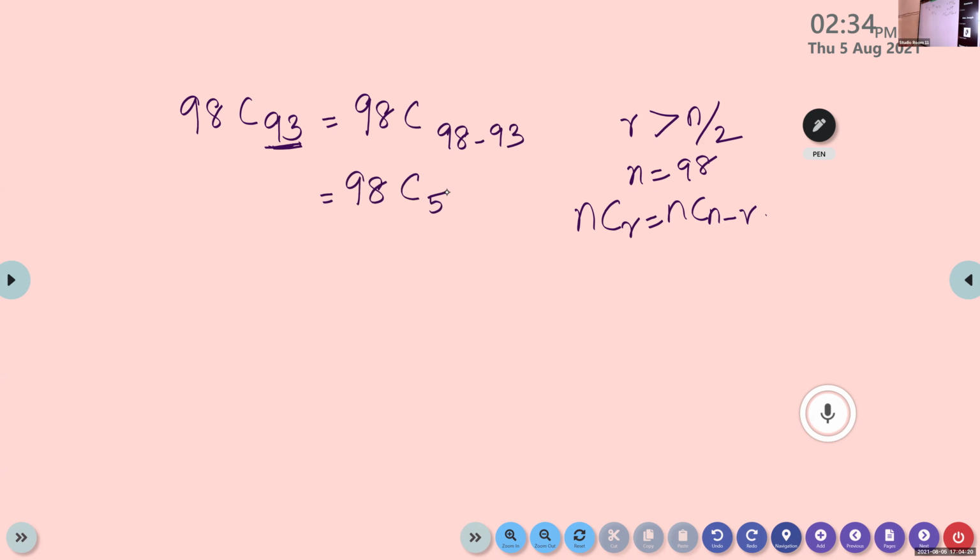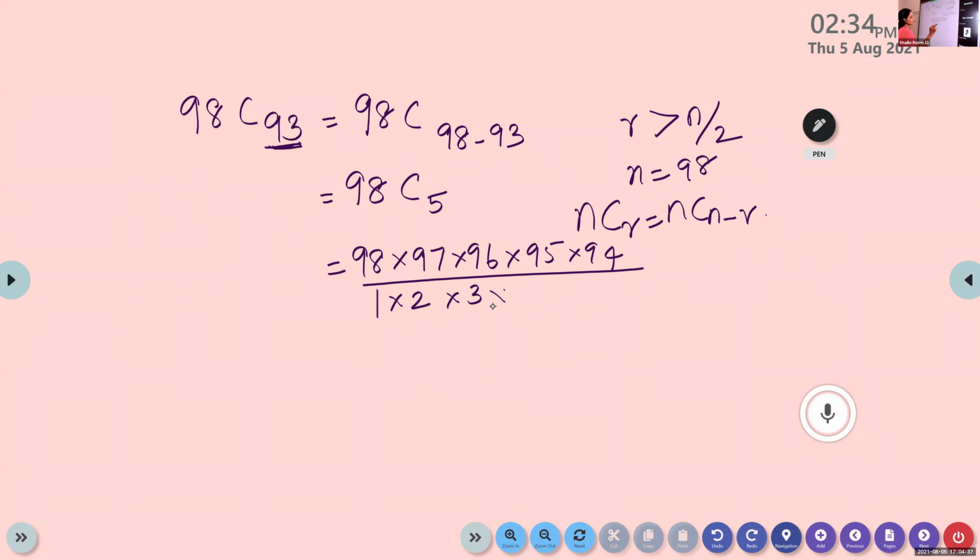Now look here, we have reduced the number. From 98, we have to take only 5 numbers. So 98 into 97 into 96 into 95 into 94 by 1 into 2 into 3 into 4 into 5. Okay, you can simplify this and find out the answer.